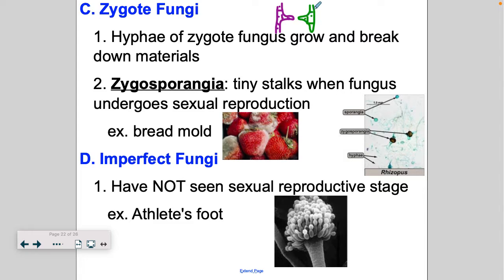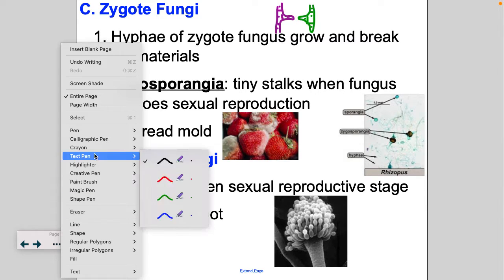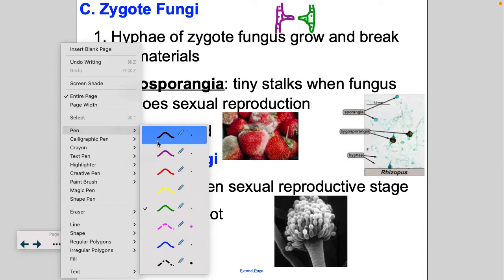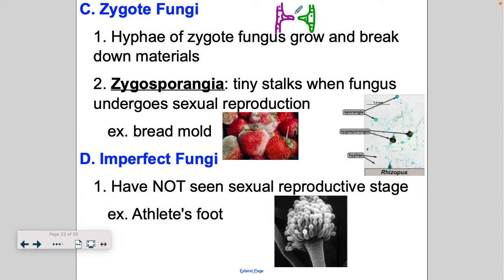All right, there's the nuclei. Okay, when they meet, they form a zygote. Their nuclei will be in one cell, and they will form a zygote. Color that in. Okay, and so that zygote is actually called zygosporangia, tiny stalks where fungus undergoes sexual reproduction.